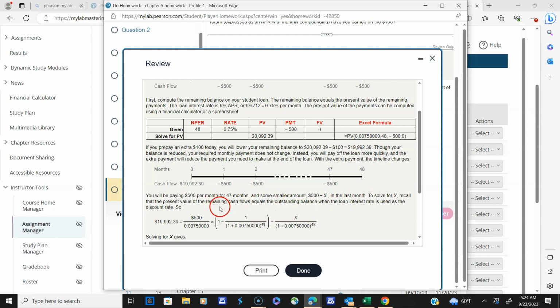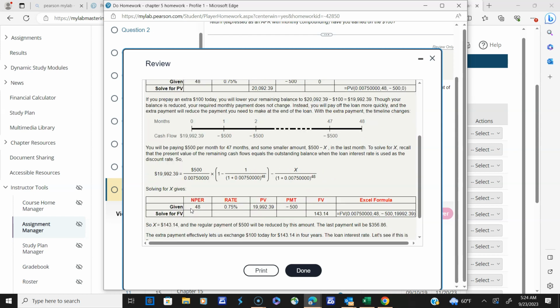So let's recall that the present value of the remaining cash flows equals the outstanding balance when the loan interest rate is used as the discount rate, all right? So this is kind of like the equation that they're using, all right? And you kind of have to solve for X using Excel here, all right? So basically what we're trying to do is find out what that last payment is going to be. So I'm not going to use this equation.